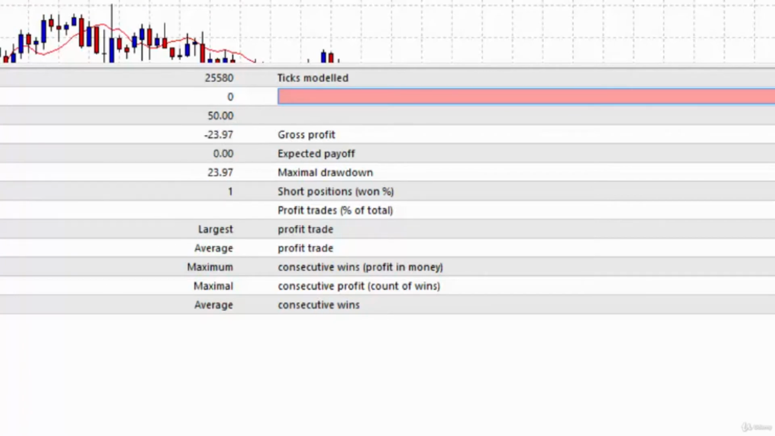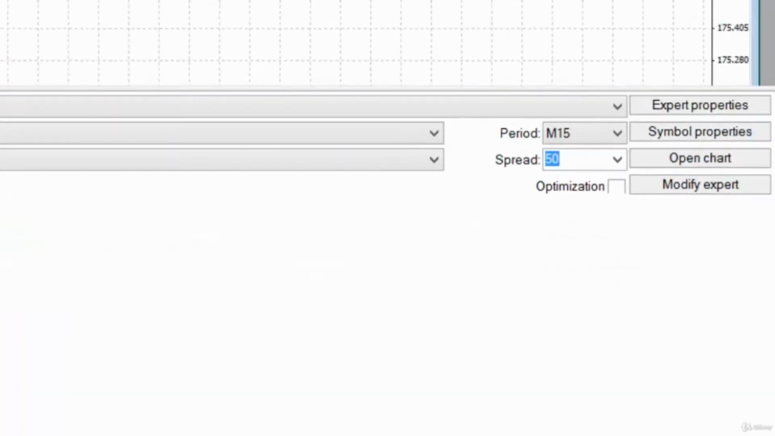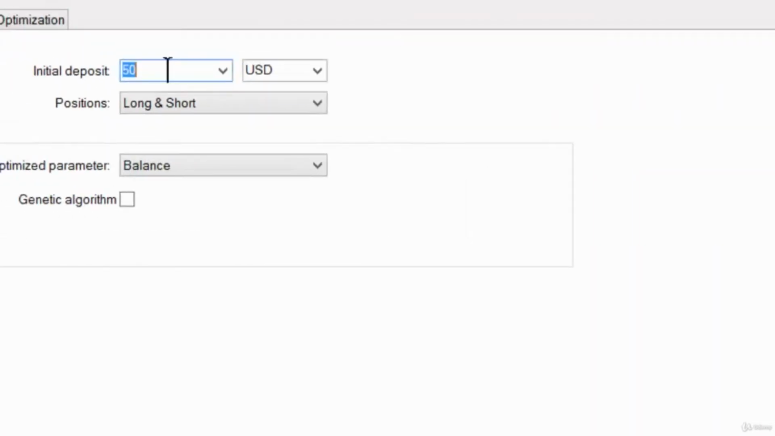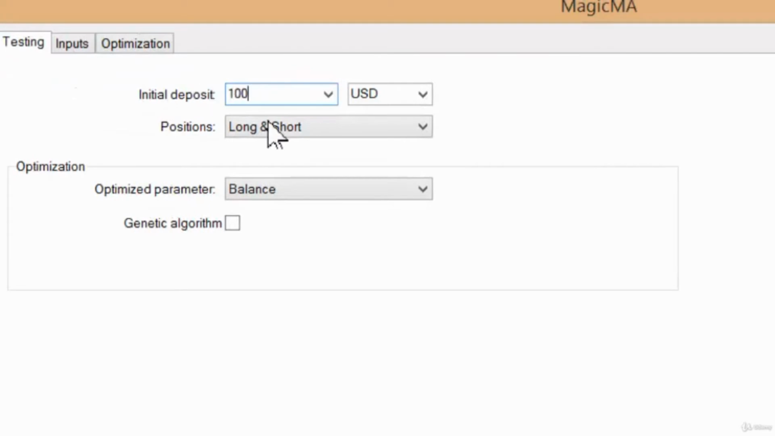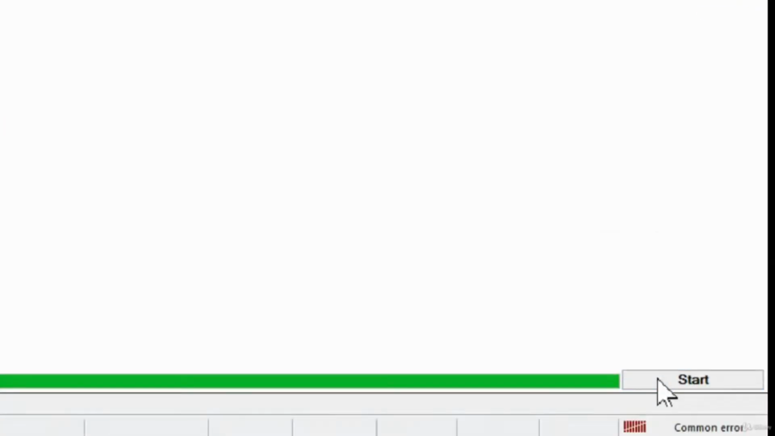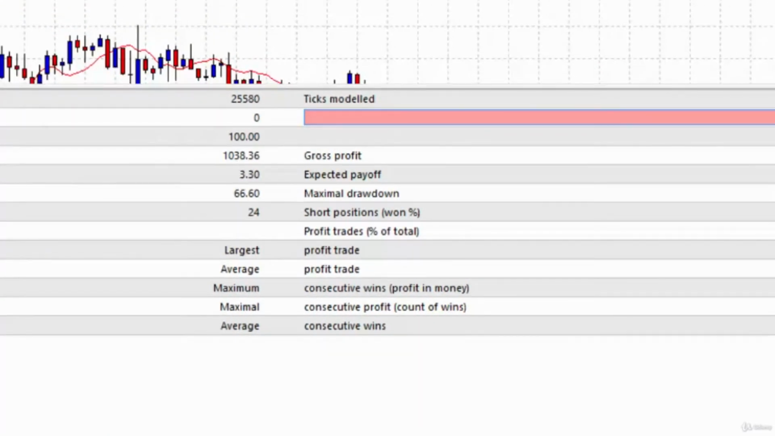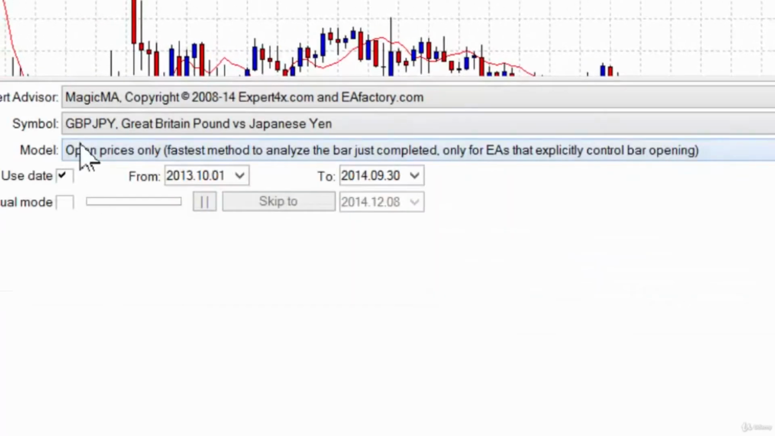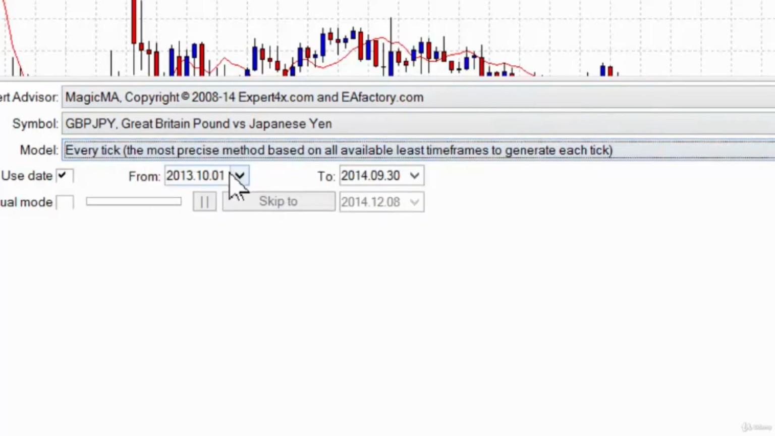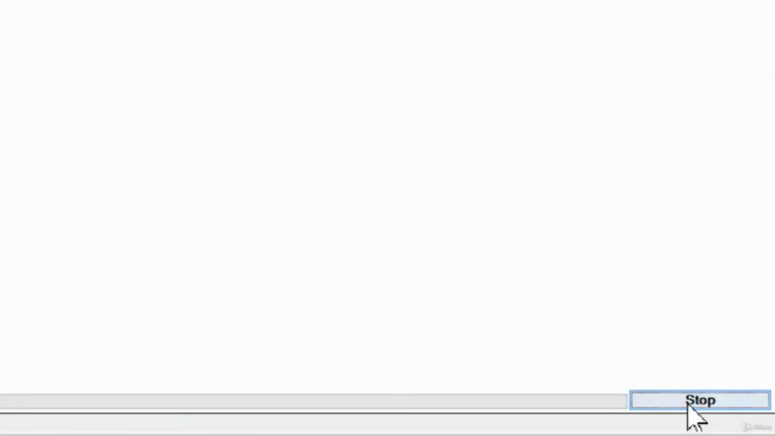I'm just going to go with 100 to start with as being the minimum capital that we would need. I'm just going to run that once more to make sure that it's fine. And I'm going to run it once more using the every tick system, which shouldn't make a difference, but I just want to double check.